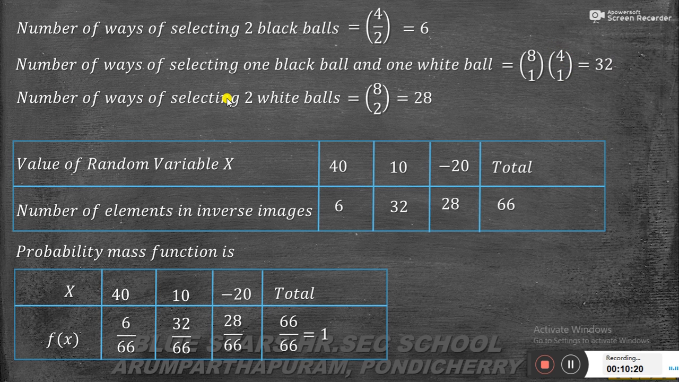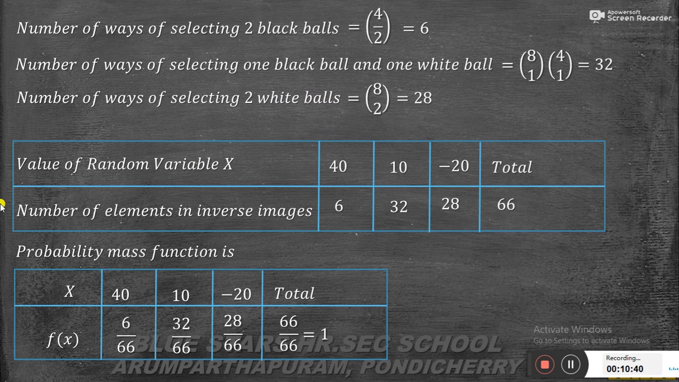Next, the number of ways of selecting two white balls. Two white balls means 8C2, which means 8 into 7 by 2 into 1. So 2 divides the 8, 4 sevens are 28. The number of ways of selecting two white balls is 28.